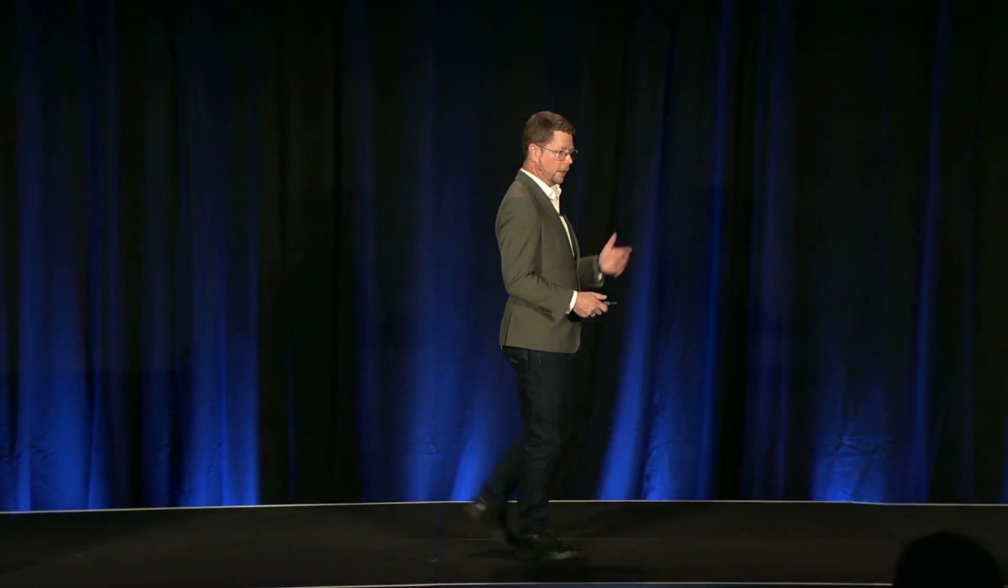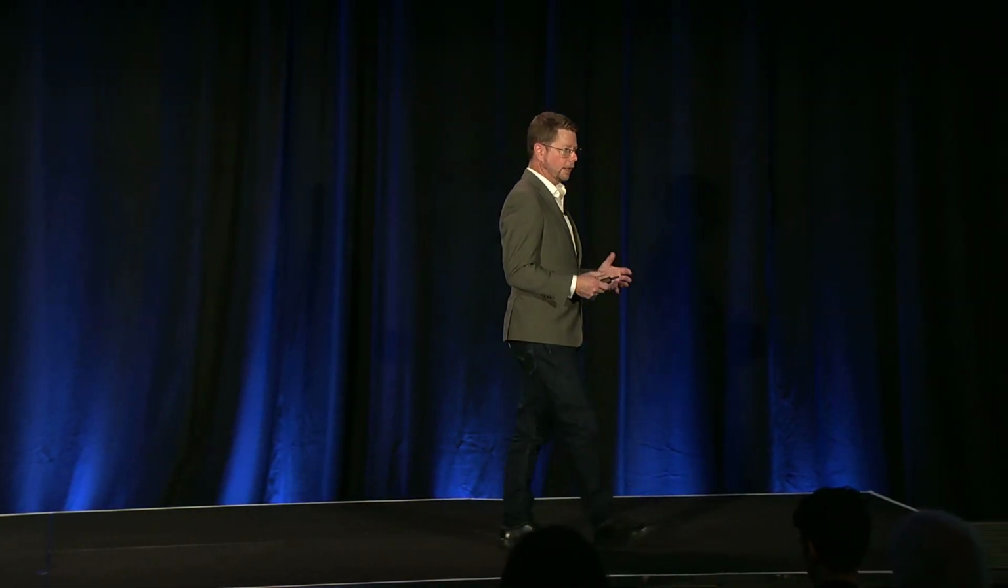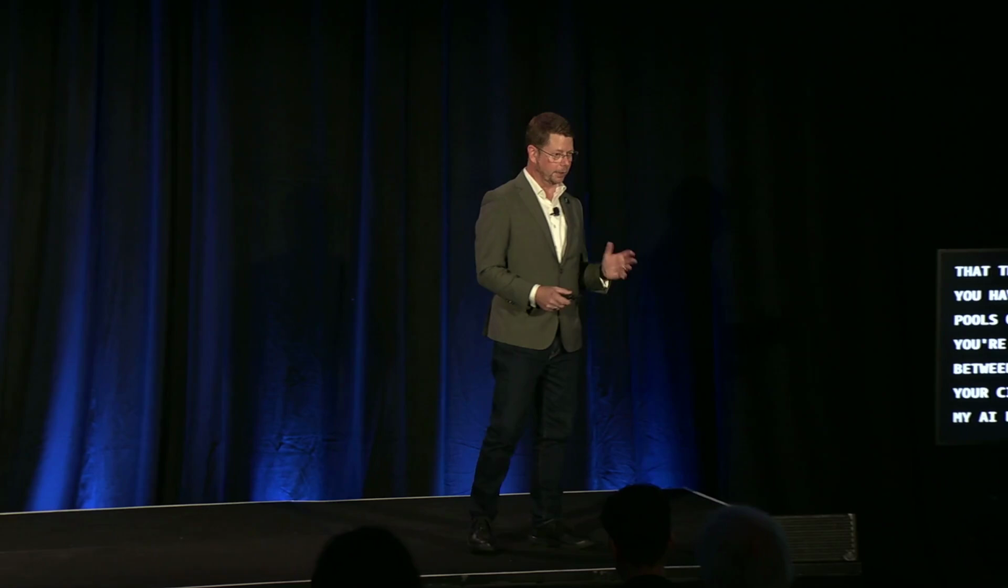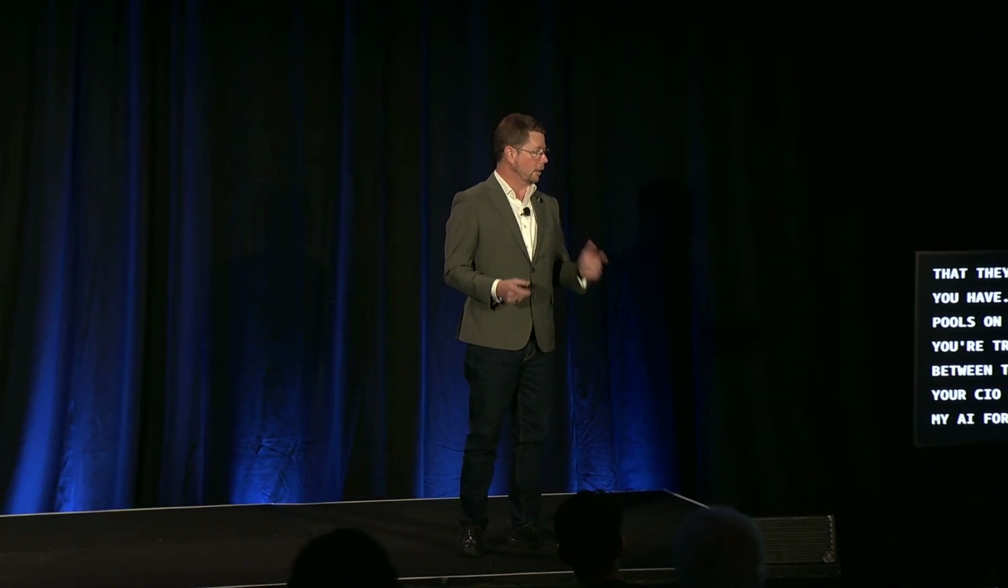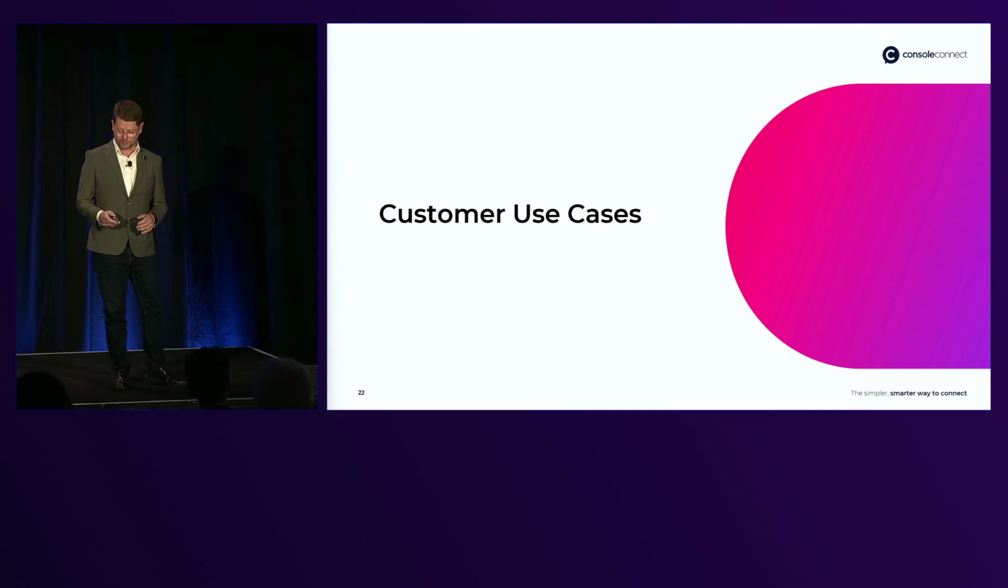You've got large data pools on-prem. You're trying to synchronize data between two different clouds. Your CIO is telling you, where's my AI for my company? You don't know how to do it. You don't know how to do it securely within the regulated environment you may be in. I'm going to walk you through some use cases where some of our customers have used the combination of Console Connect and AWS to solve those problems.